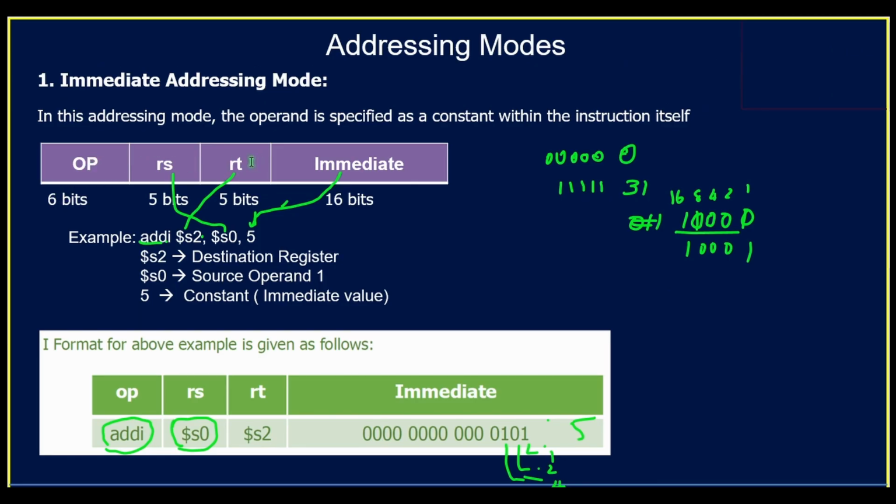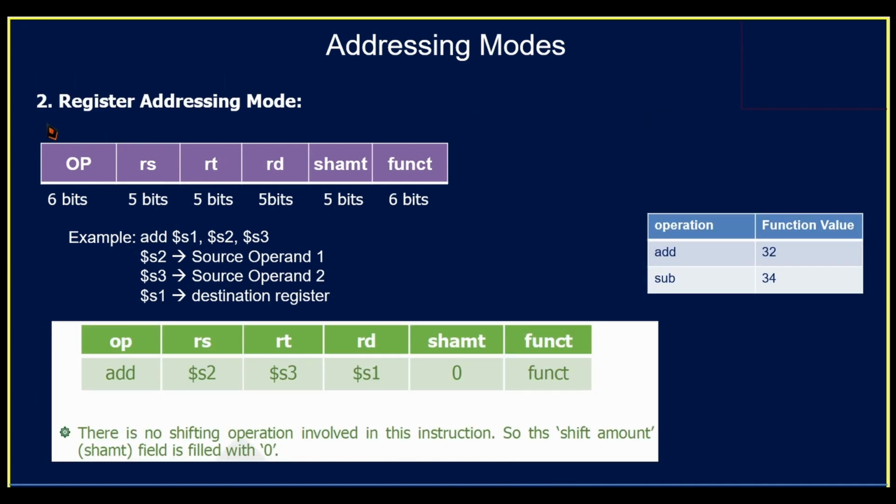The format is like this: the operation code, which will be 6 bits, then one register, called a source register. This is the temporary register, or the result will also be stored here. Then this is the immediate value. Since this is immediate addressing mode, there should be immediate data. Immediate data means the data will be provided along with the instruction. It will not be stored separately in the memory. Let us see the next addressing mode.